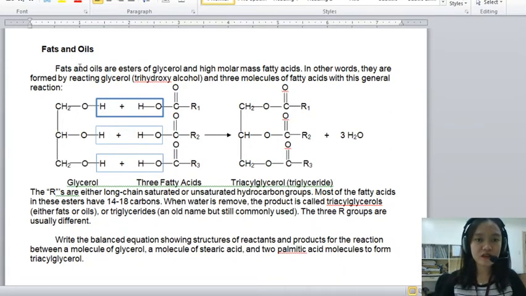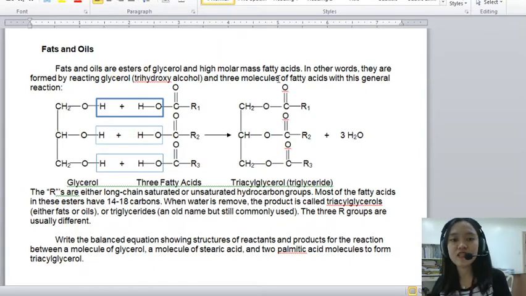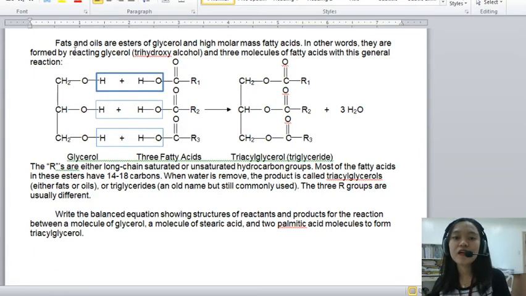Okay, so the fats and oils are esters of glycerol and high molar mass fatty acids. So in other words, they are formed by reacting glycerol, or you also call glycerol a trihydroxy alcohol, and 3 molecules of fatty acids with this general reaction. So remember class, always study or familiarize the reactions given in the material.